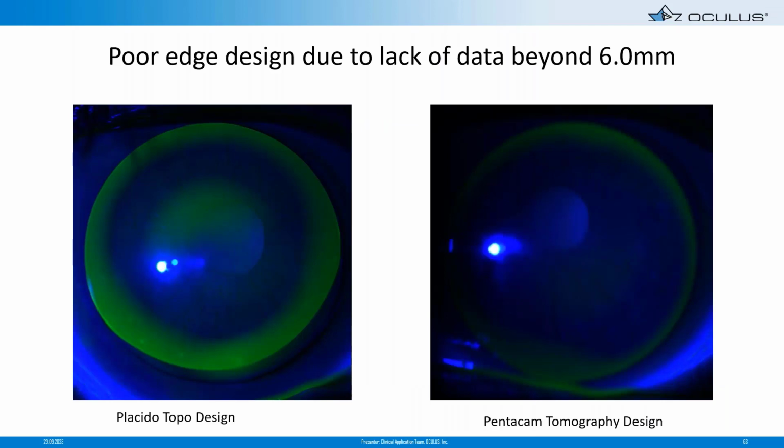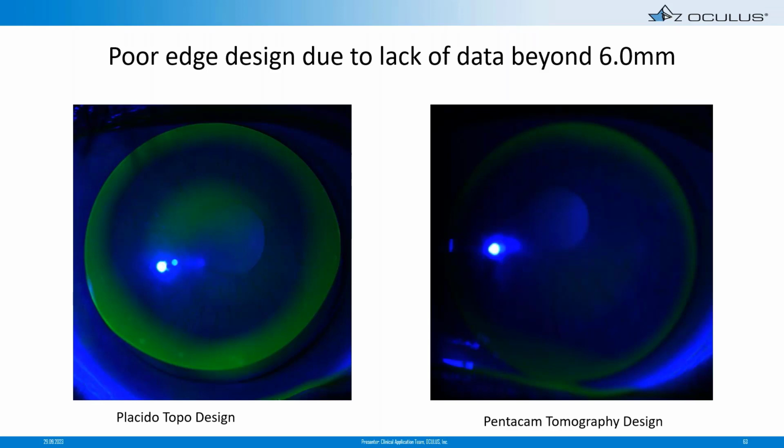Now, what about designing corneal GPs? Well, here's a patient that was referred to me that had a corneal GP and was complaining of discomfort and the lens getting dislodged quite often. And if you look at this picture on the left-hand side here, this lens was designed from topography data, but it was a Placido design, and it only had about 6 millimeters of data that was actually measured, and the rest of the data was extrapolated.